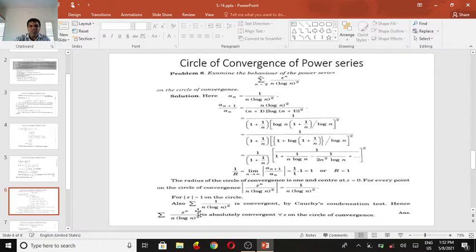For modulus z equal to 1 on the circle, also the summation of 1 divided by n log n whole square is convergent by the Cauchy comparison or Cauchy condensation test. Hence, the summation of z^n divided by n log n whole square is absolutely convergent for all z on the circle of convergence. So here this is the type of difficult problem I am going to explain.